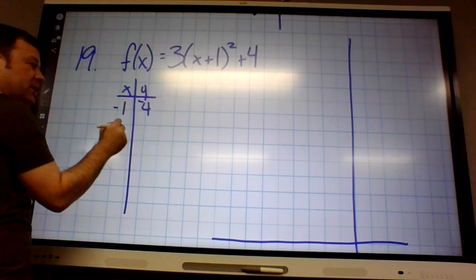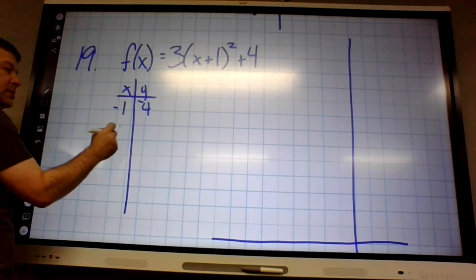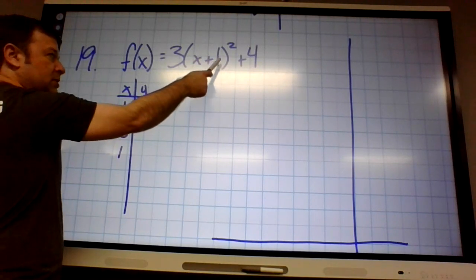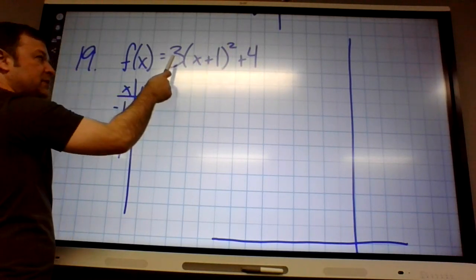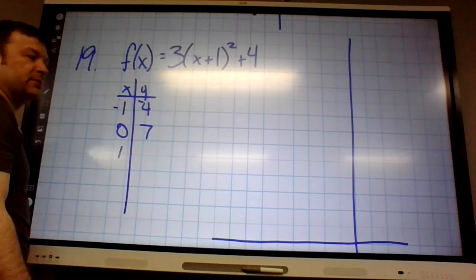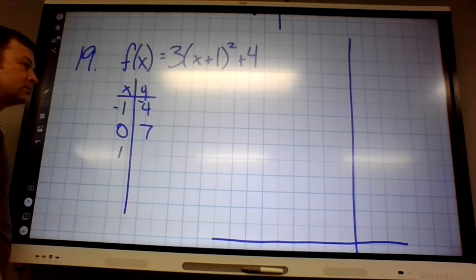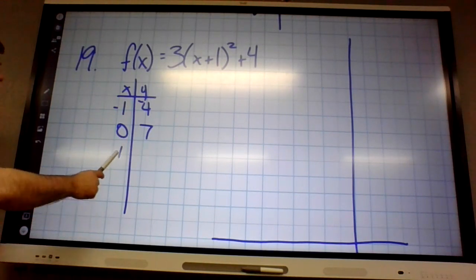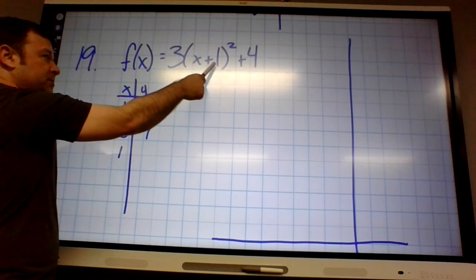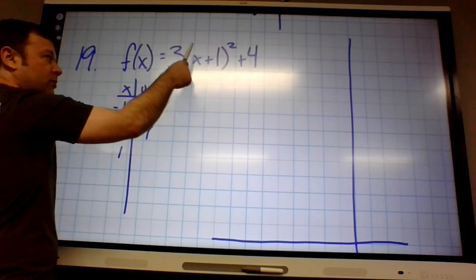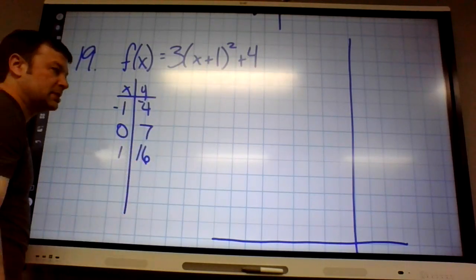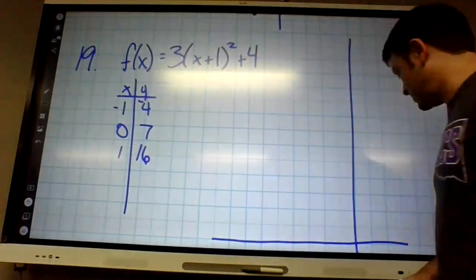So what would I plug in for my other x values? 0, 1. If I plug in 0, lots of stuff going on here. 0 plus 1 is 1. 1 squared is 1. Times 3 is 3. Plus 4 is 7. This might cause us some issues. I plug in positive 1. 1 plus 1 is 2. 2 squared is 4. 4 times 3 is 12. 12 plus 4 is 16. That's crazy.